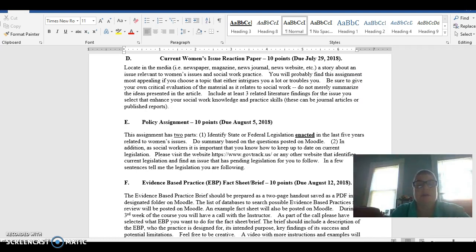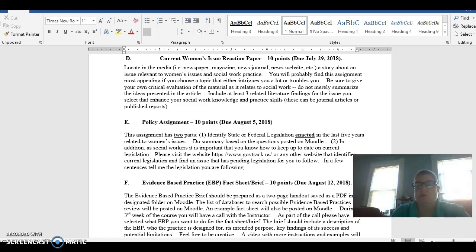The next assignment is the current Women's Issues reaction paper. You're going to start with a news article, from a newspaper, magazine, news journal, or news website, a story of interest to women's issues in general, and then you're going to connect it to social work practice. Pick a topic that interests you, or maybe a topic you don't know anything about. And so you start by giving a brief summary of the article, so I know what you wrote about, and then your evaluation of this topic as it relates to social work.